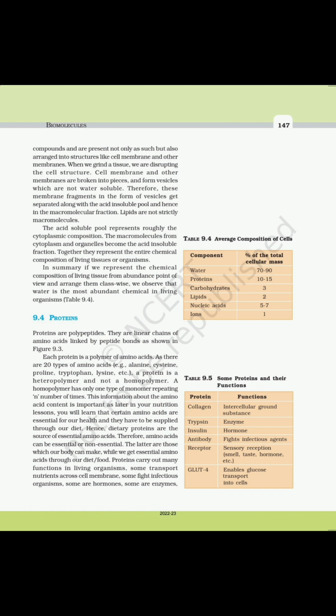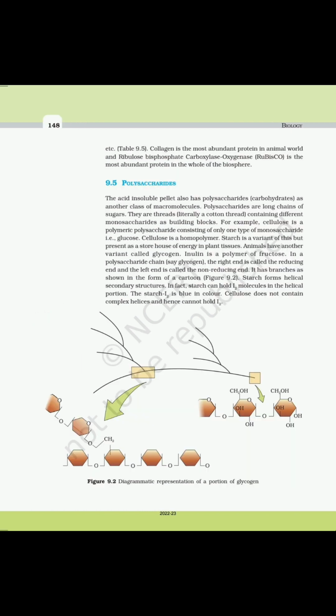Proteins carry out many functions in living organisms. Some transport nutrients across the cell membrane, some fight infectious organisms, some are hormones, some are enzymes, etc. Table 9.5. Collagen is the most abundant protein in the animal world, and ribulose bisphosphate carboxylase oxygenase (rubisco) is the most abundant protein in the whole of the biosphere.